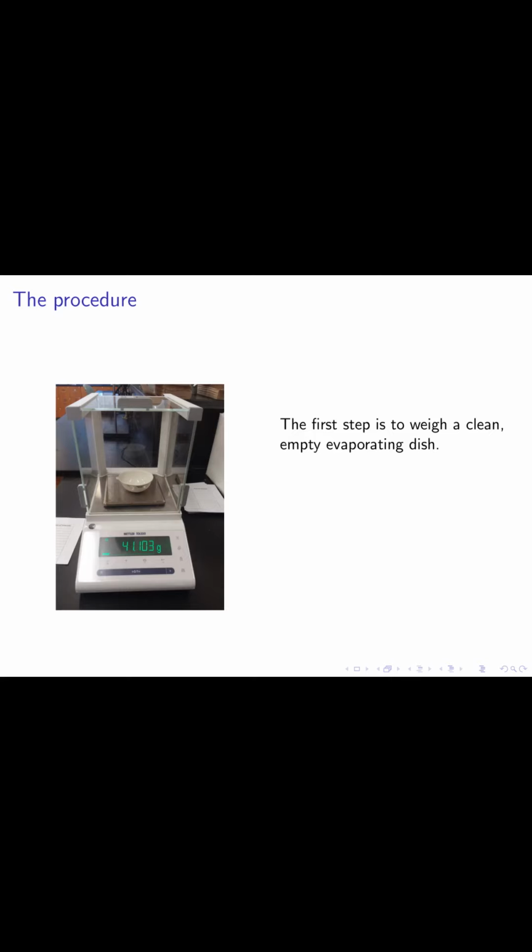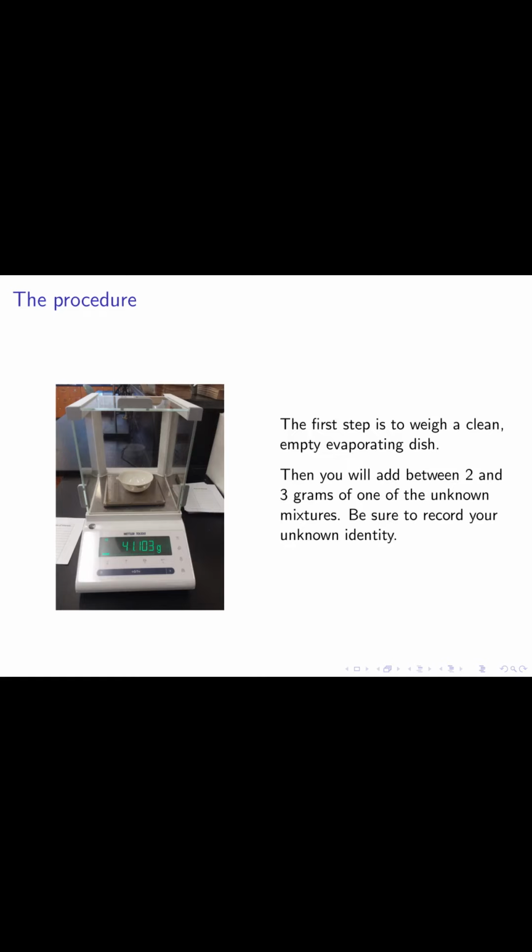The first step is to weigh a clean, empty evaporating dish. Once you have done this, you will add between 2 and 3 grams of one of the unknown mixtures. Be sure to record your unknown identity and record your masses to 3 decimal places.